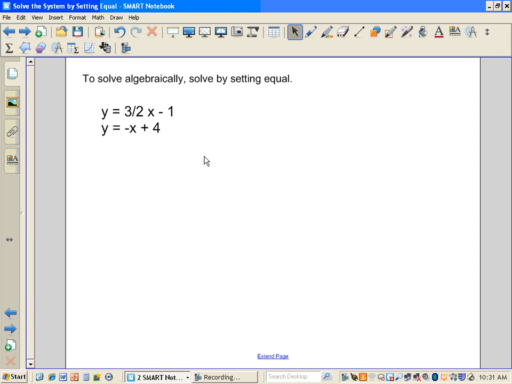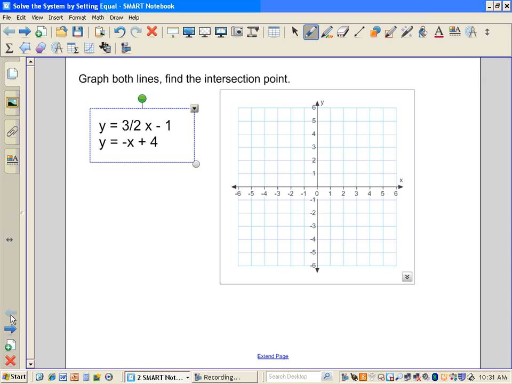Okay, here's a quick video about solving systems of equations. I'm moving back to the beginning. Sorry. Here we go. We're at the beginning. So we did this in class today. If you have two lines, you can graph them. Okay, we're trying to find the intersection point.